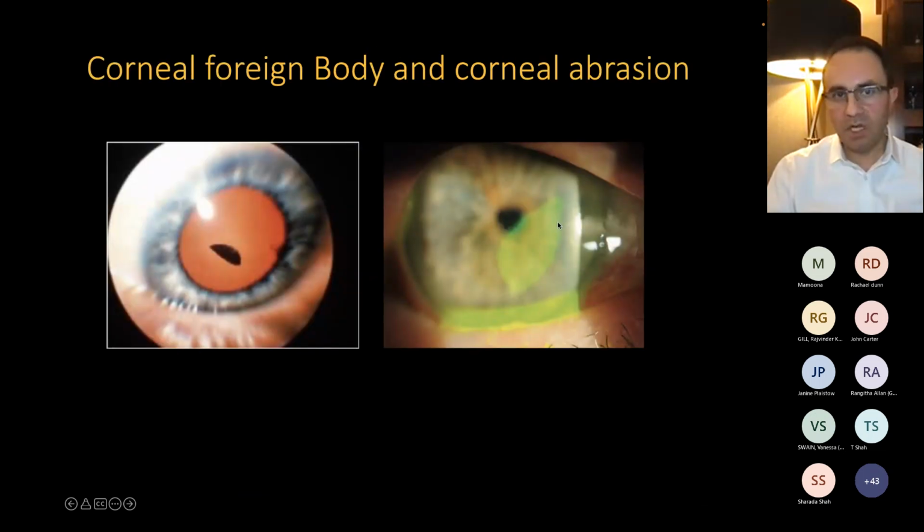Corneal foreign body and corneal abrasion, I think this talks for itself. The abrasion, you need to put fluorescein to check, and all you need to give is antibiotic and artificial tears, preservative-free. It will heal on its own. Foreign body, you need to send to us to remove.